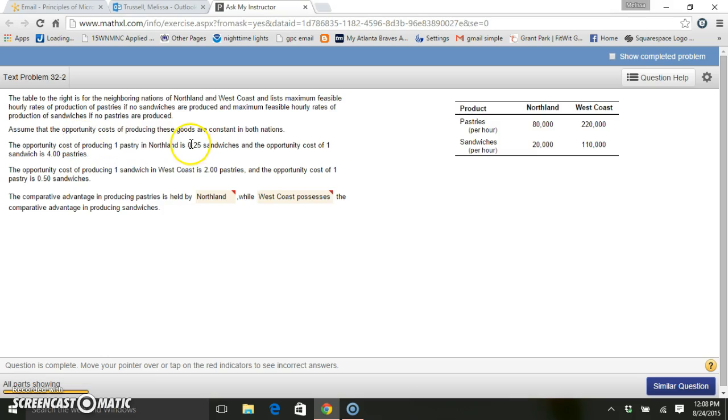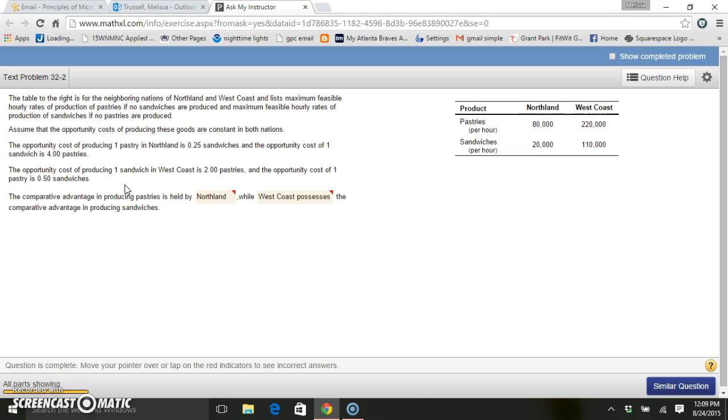The opportunity cost for a pastry in Northland is 0.25 sandwiches. The opportunity cost of one sandwich is 4 pastries. It's just a matter of which way you look at it. So you can do 80,000 divided by 20,000, and that gives you the opportunity cost of one sandwich. So that's four pastries. And then they do the same thing for the West Coast. So you look at this other column of the table here, and you find the opportunity costs for the West Coast. Now, what this question's actually asking about is the comparative advantage.